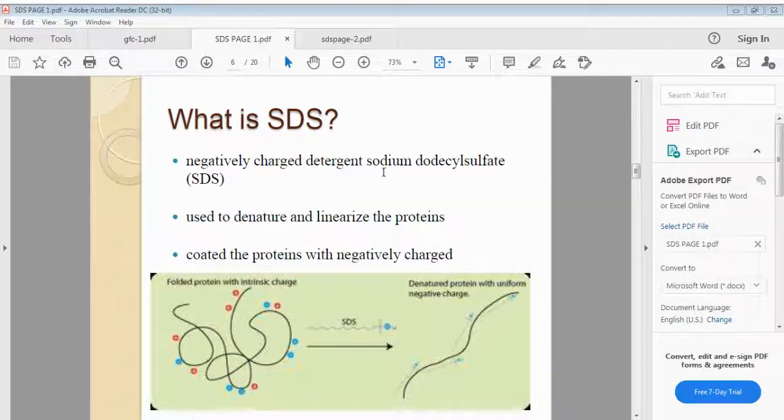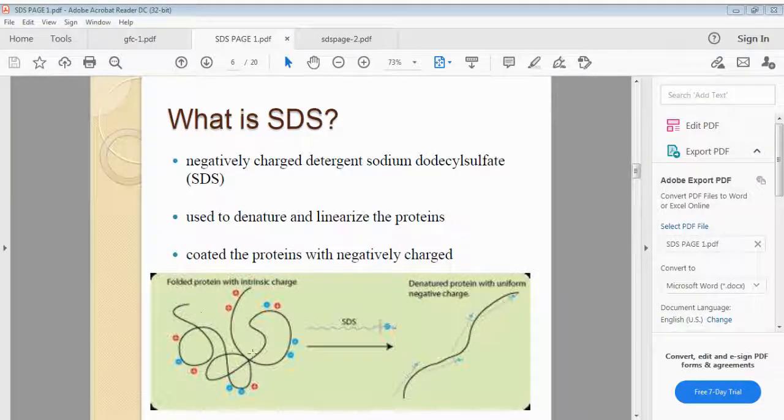So what is SDS? It is a negatively charged detergent called sodium dodecyl sulfate. So it is used to linearize the proteins. It is not used to denature. Beta mercaptoethanol is used to denature the protein. So beta mercaptoethanol will attack the disulfide bridges, and they will unwind the protein.